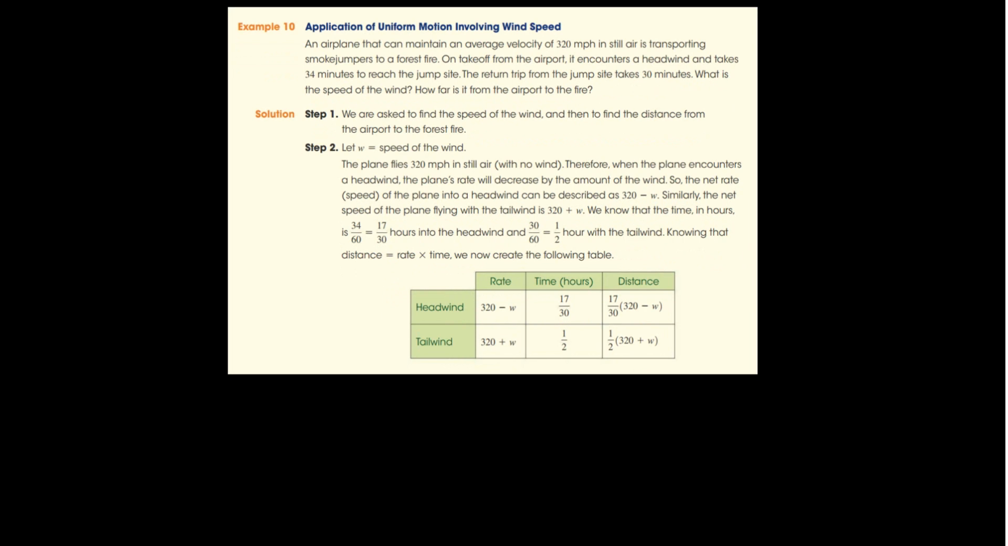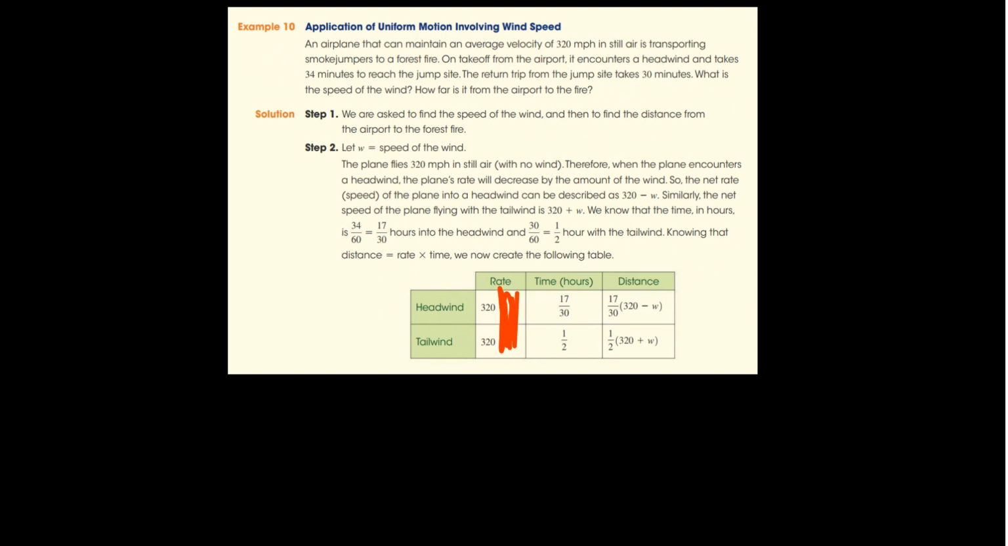Okay, so in order to get to this, we need to look at what's being asked here. And once again, we're going to be putting our attention down here. Distance is equal to rate times time. Okay, so this is saying that an airplane can maintain an average velocity of 320 miles per hour. So right away, we can say their rate is 320 miles per hour, right?